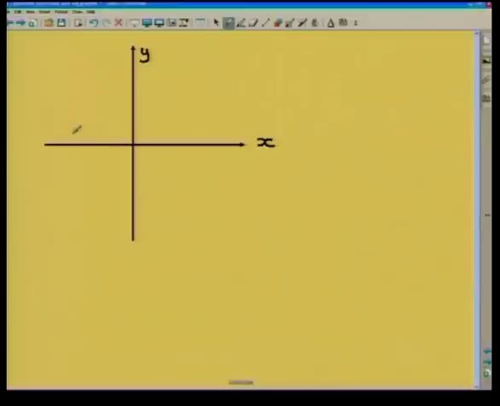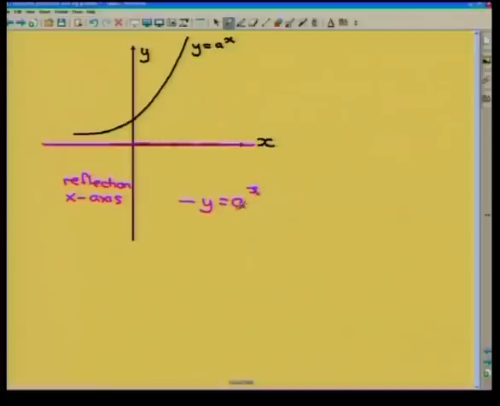Now, what we did do is we started off by working with y equals a to the x. If I want a reflection in the x-axis, we know we are going to change the sign of y. Let's call it a reflection so we're clear. So it's going to be minus y equals a to the x. Therefore, y equals minus a to the x. It wouldn't have mattered if I'd had an exponential graph or a log graph.